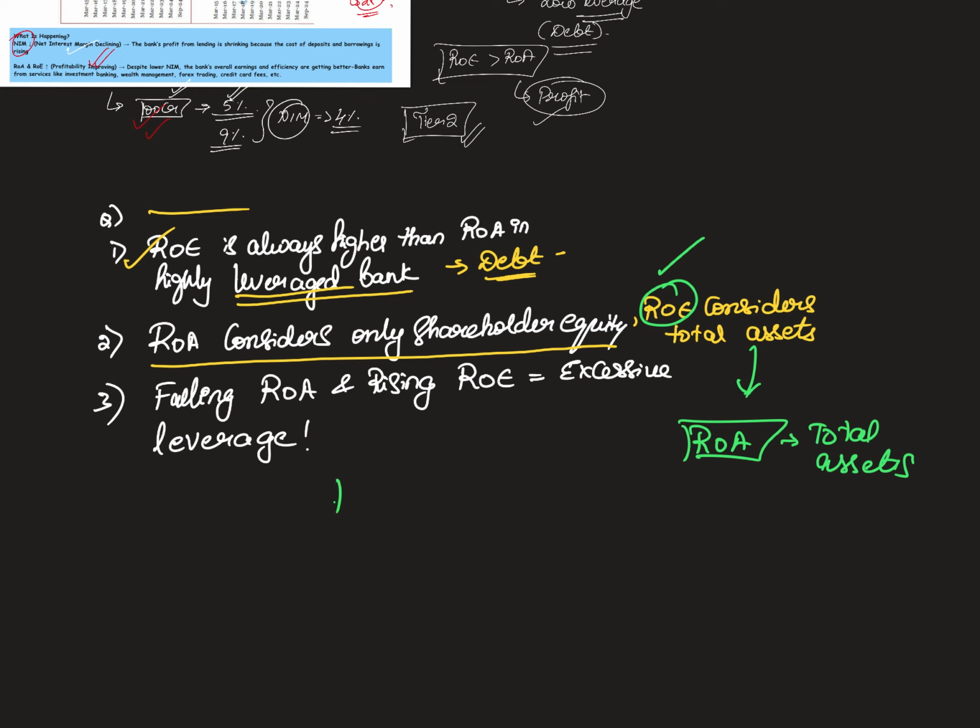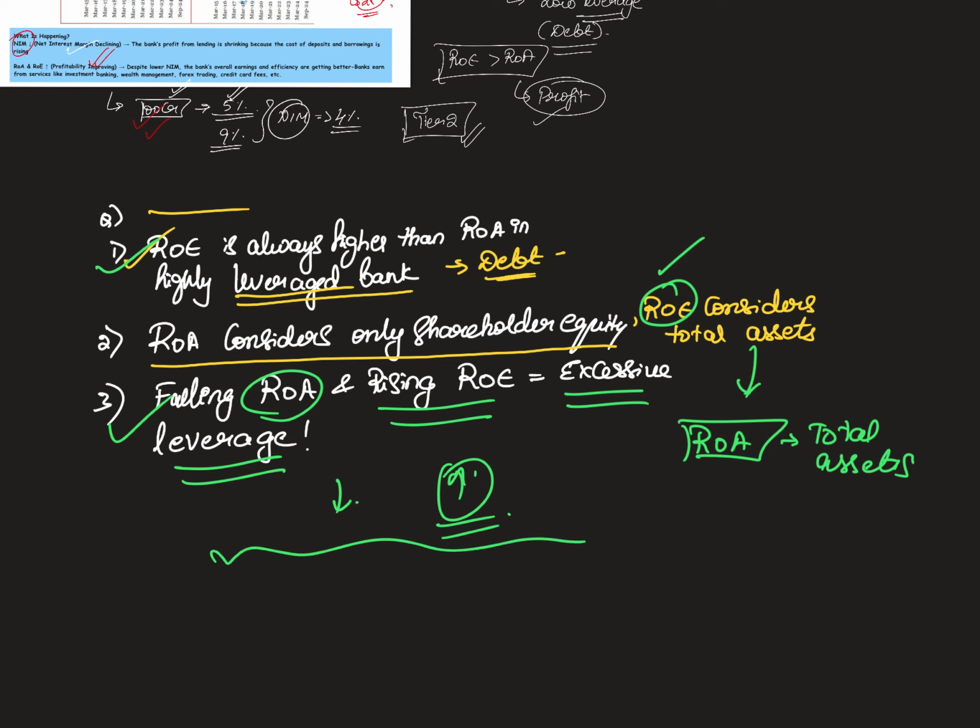Now take a look at this. If ROA is falling, return on assets is falling, and return on equity is increasing, it just means that the risk is not on the owner of the company or the equity owner. It is driven by debt. I've already explained it. Excessive leverage. So this statement is right. So 1 and 3 are right. The second statement is wrong. UPSC can ask a question like this.